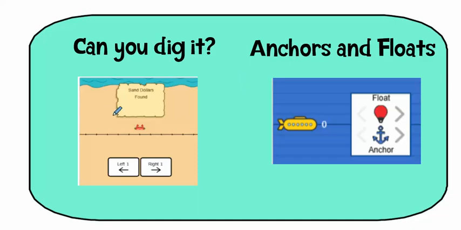So for the sand dollars, we were looking on a horizontal number line. Going right would be positive, going left would be going negative. And then anchors and floats, where when you went up, a float, that was a positive, and when you went down, an anchor, that was a negative. So it's just kind of getting you familiar with positive and negative numbers.